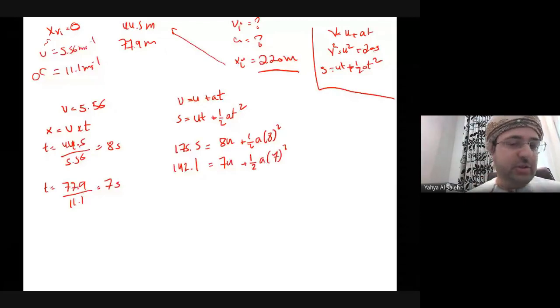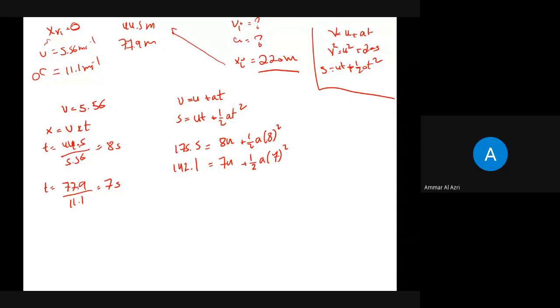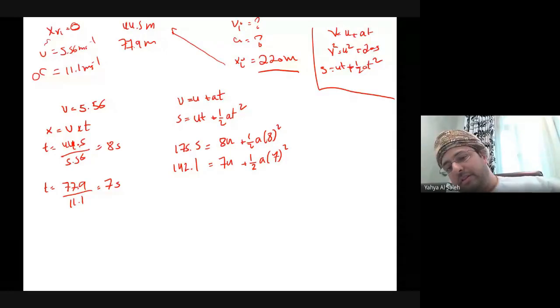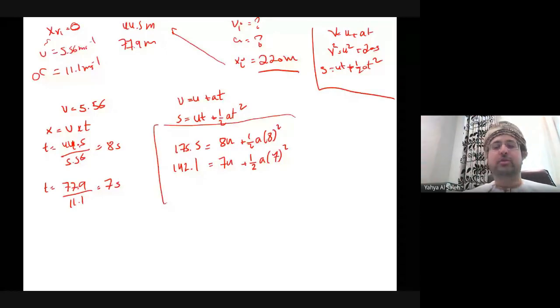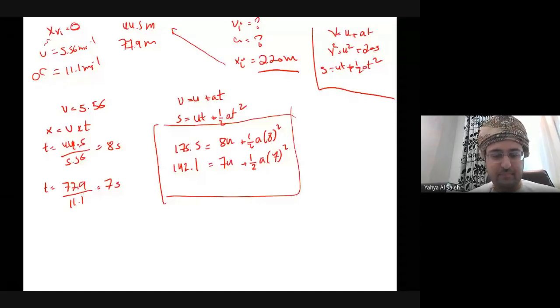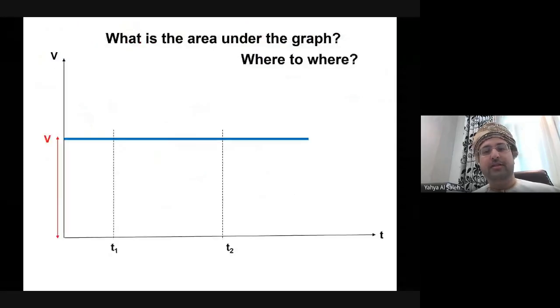Now from mathematics, we know if we have two unknowns and two equations, what can we do? Simultaneous. We can use simultaneous equations to solve them together. Now I'm not going to solve them. You can do it yourself. Okay? Yes, you're excellent students. We have already discussed this beforehand.